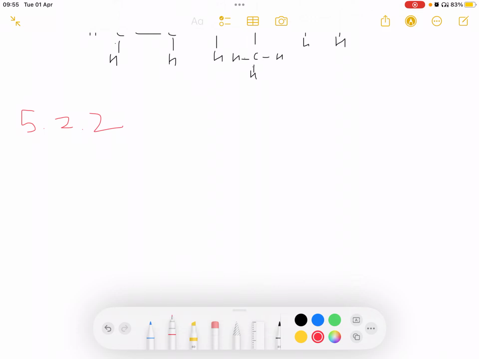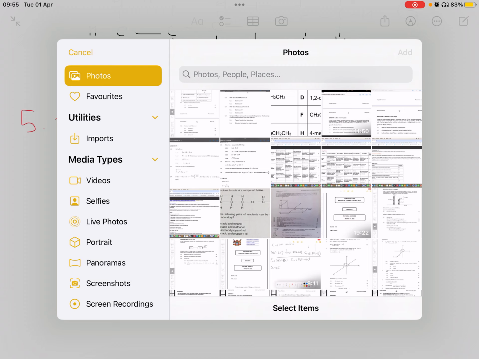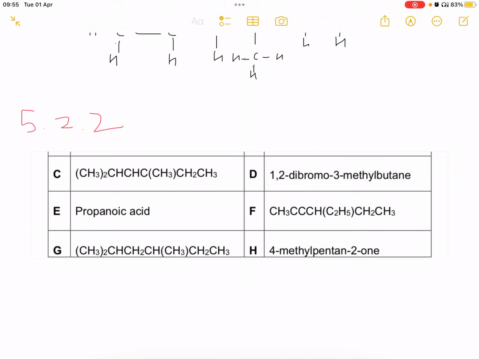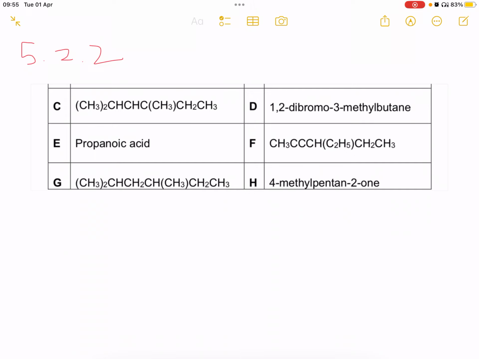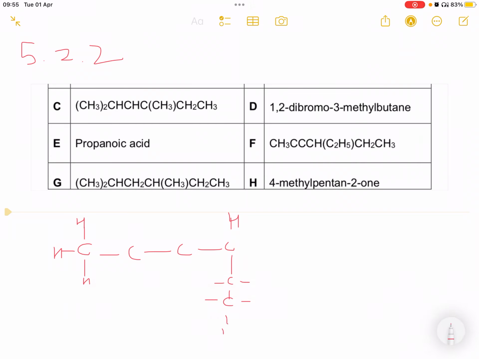5.2.2. You have to stretch out and give it the IUPAC name. First, let's attach the condensed formula in order to not make any minor mistakes. Okay, added the condensed, and we're looking at compound F. Compound F says the structure has a CH3 that's attached to a carbon, and a carbon with H that has an ethyl group. And after that ethyl group, there's also another ethyl group.